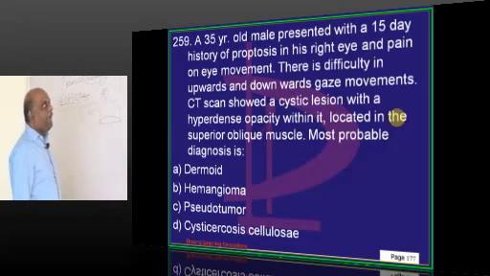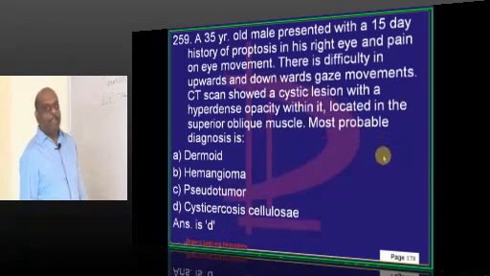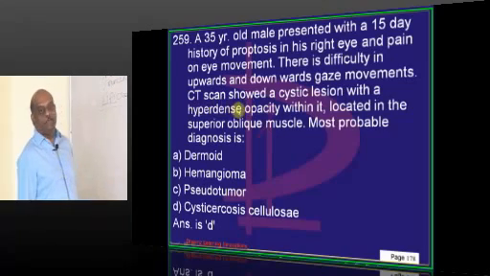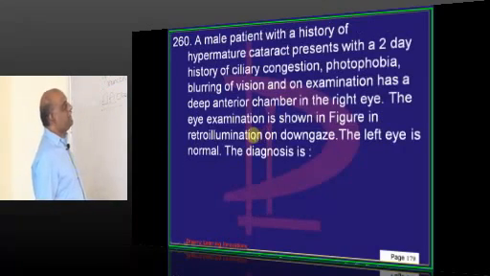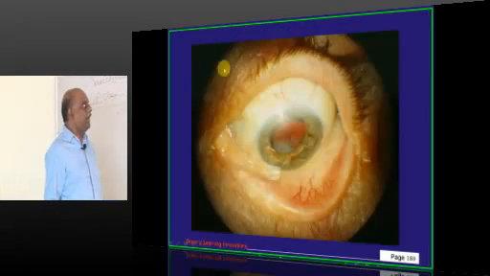A 35-year-old male presented with a 15-day history of proptosis in the right eye and pain on eye movement, and there's difficulty in upward and downward gaze movements, and the CT scan shows a cystic lesion, which is a classical feature of cysticercosis cellulosae in the orbit.